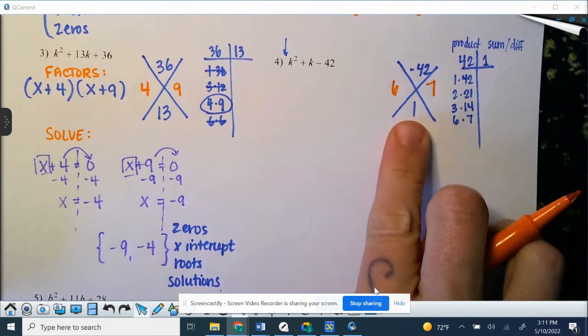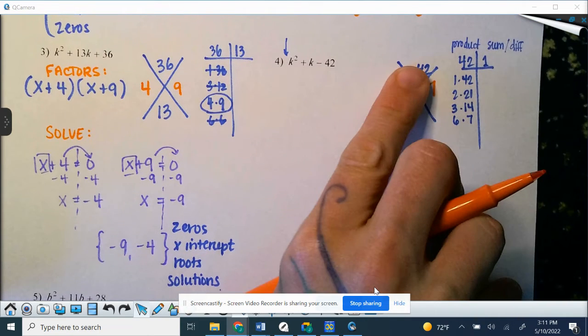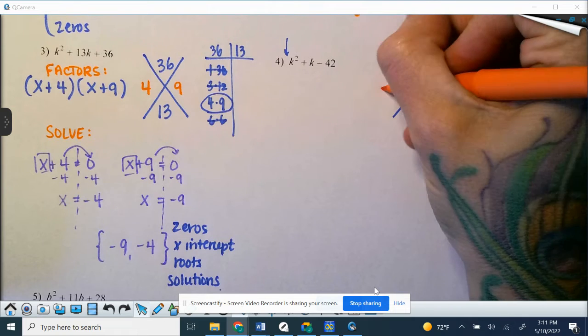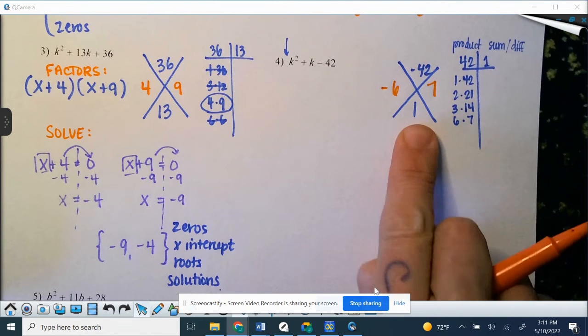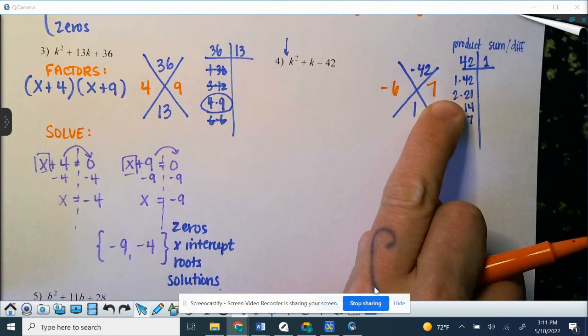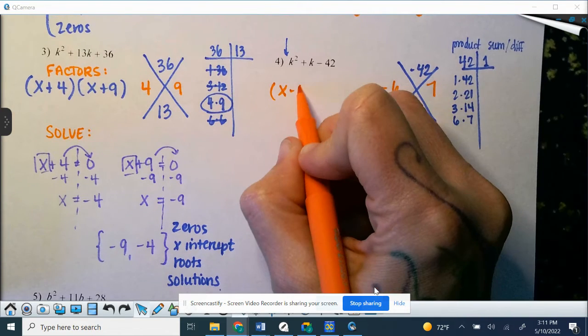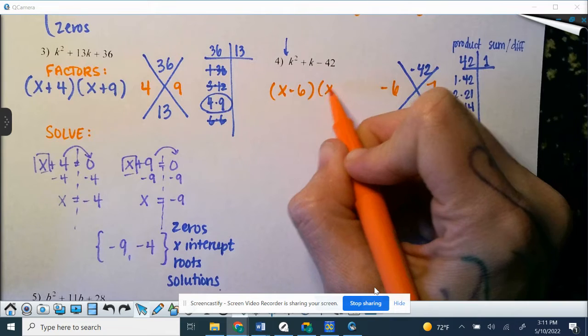My 1 is positive, but I have a negative outcome of 42. So which one of these two am I going to make negative? 6 or 7? Because a positive times a positive is going to give me a positive, and we definitely need it to multiply to give me negative. So we're going to do negative 6 because the b value is positive, so the largest factor is going to stay positive. So our factors are going to be x minus 6 and x plus 7.